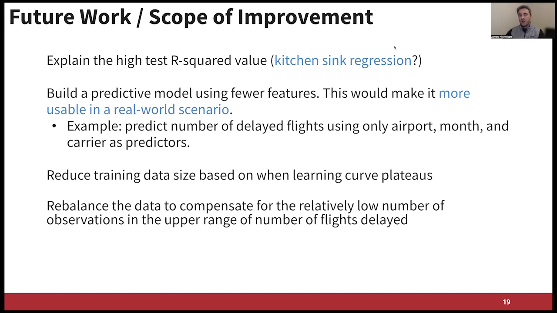I'd like to highlight a couple ways that we can improve this project. First, as you know, we have a very high test R-squared value of 0.99. We'd like to understand if this is being artificially driven up by having too many predictors in our model. Second, we'd like to build a simpler predictive model that only uses predictors that one might actually have available to them when trying to predict the number of delayed flights, such as airport, month, and carrier.